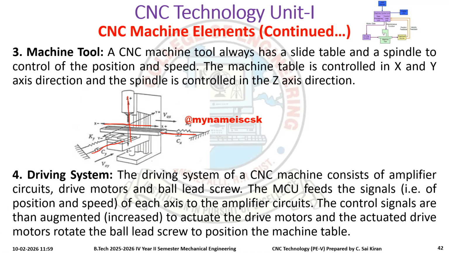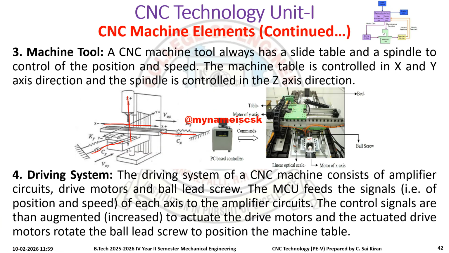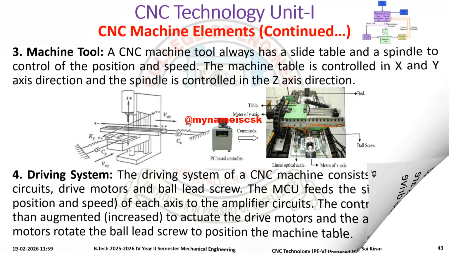Next, driving system. This driving system will amplify the circuit's driving motion. So we have a PC based controller which will give commands, and there are ball screws here. You can see these are the ball screws. These ball screws will move the tool table from one place to another, and you have the bed, the table, and the motor of the y-axis. This motor of the y-axis will give instructions to move horizontally, and this lead ball screw will move in this direction. This is the motor of the x-axis. This is my optical scale. The driving system has to take care of all of these instructions.